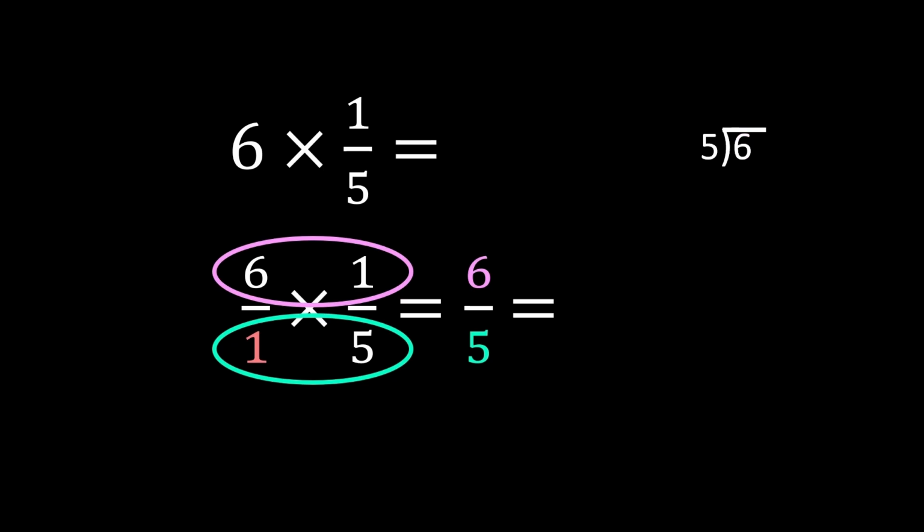6 divided by 5 is 1. 1 times 5 is 5. And when I subtract 6 minus 5, I get 1. The quotient of 1 becomes my whole number. The remainder of 1 becomes my numerator. And the denominator of 5 remains the same. 6 times 1/5 equals 1 and 1/5.